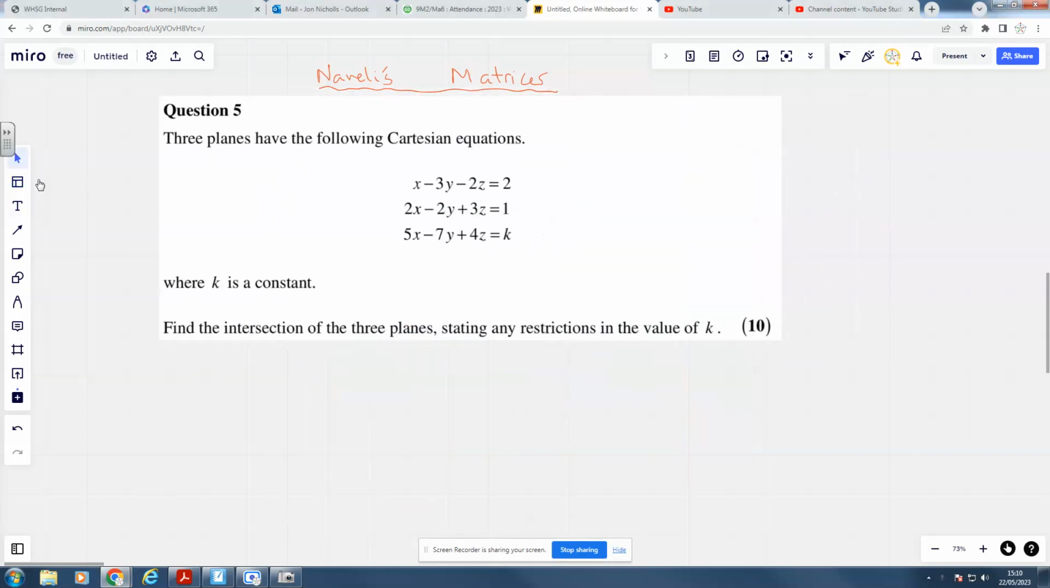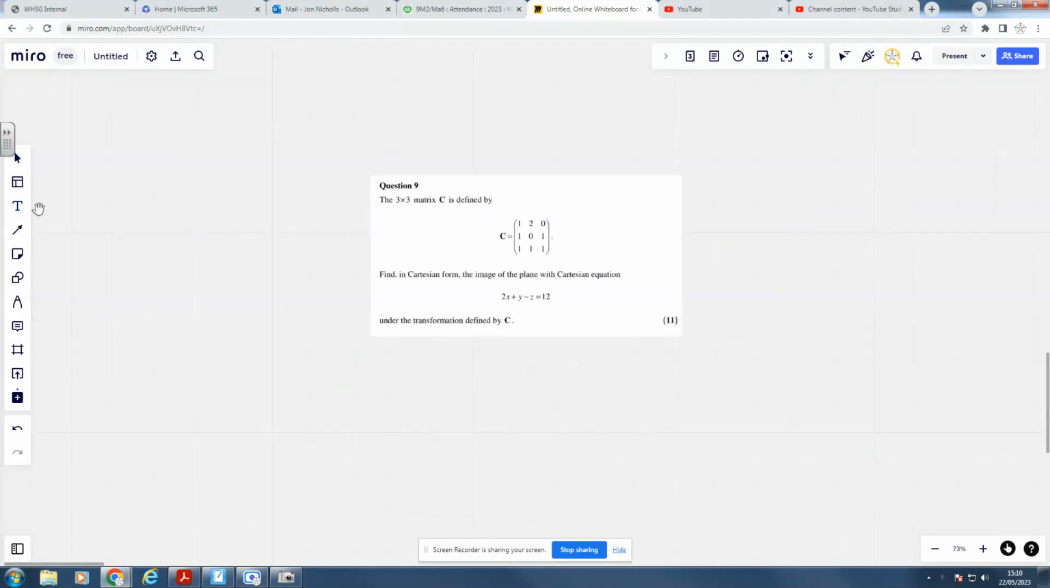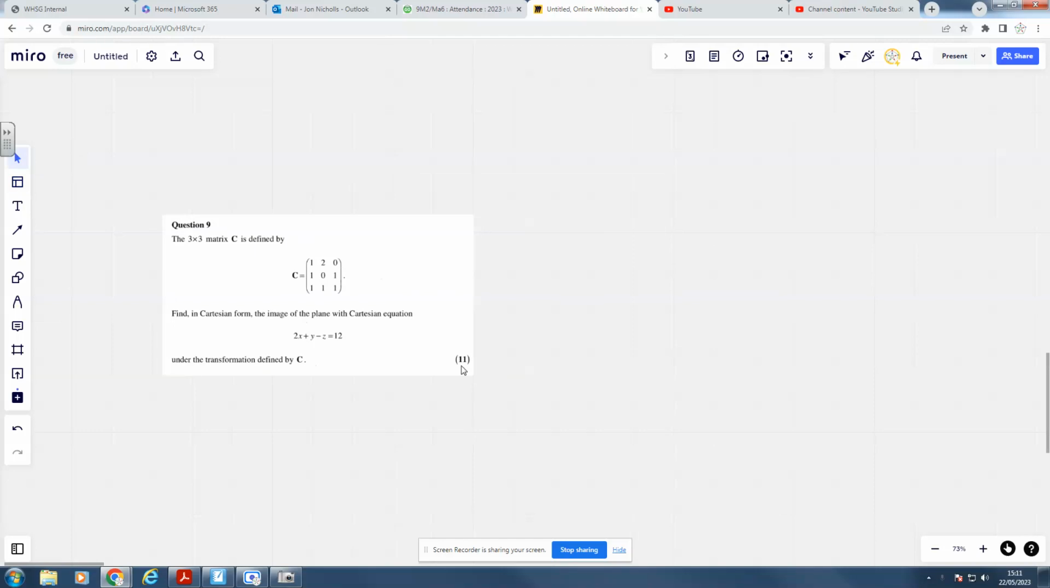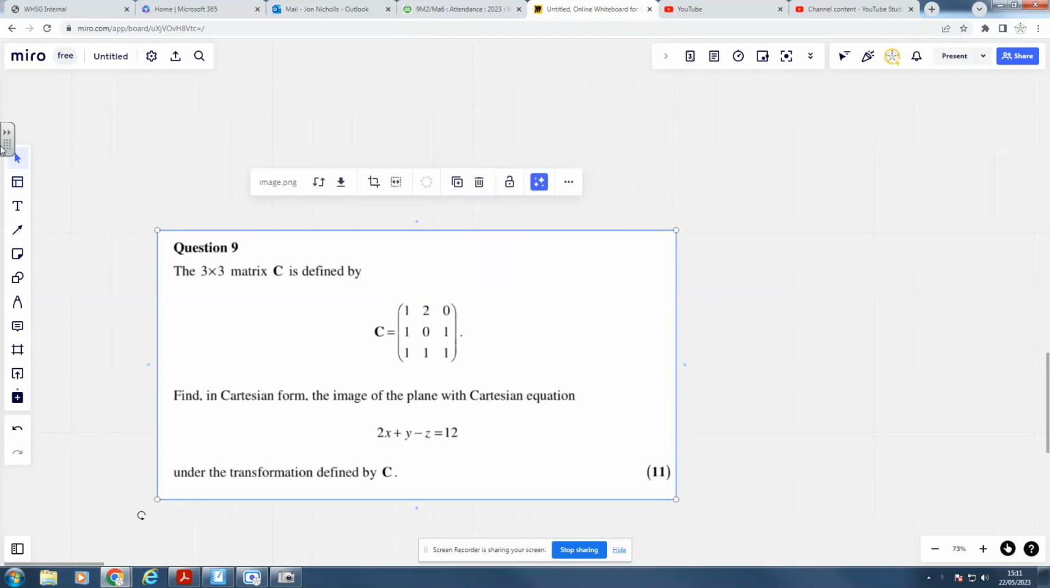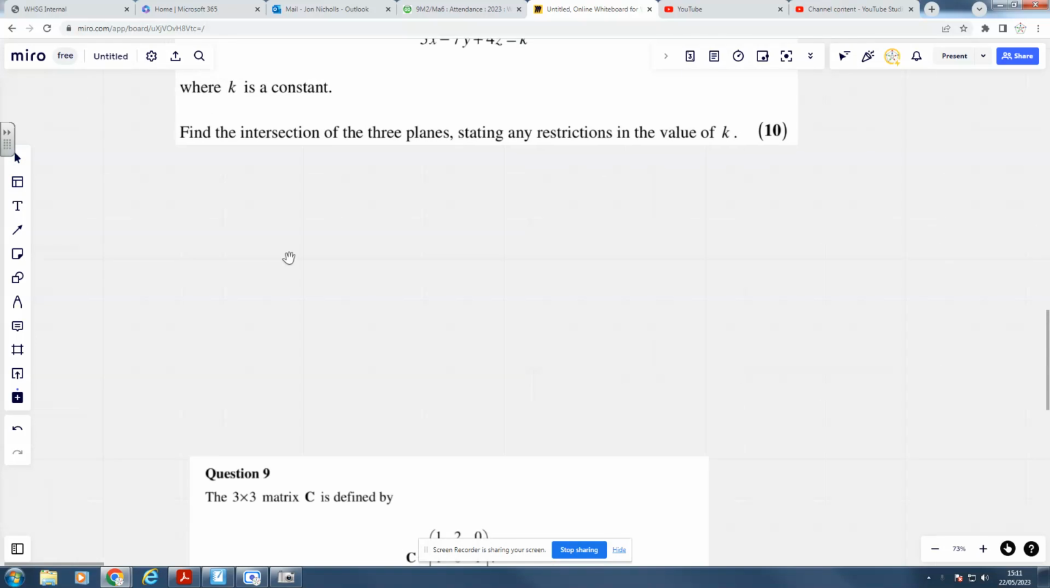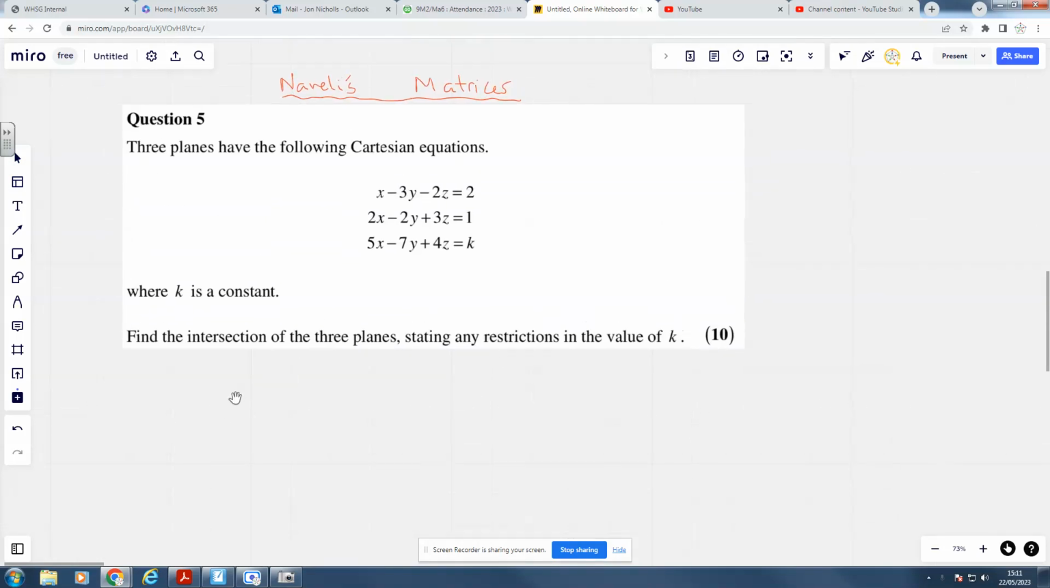She obviously loves planes and matrices as much as I love planes and matrices, because she's given me a couple of questions on this. This one looks familiar. I'm sure I've done it before. I can't remember when, but hopefully I haven't already done a video and I'm doing it twice. But I'm settled now to do it, so let's get on with it.